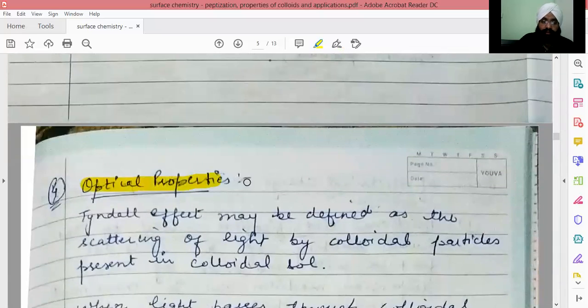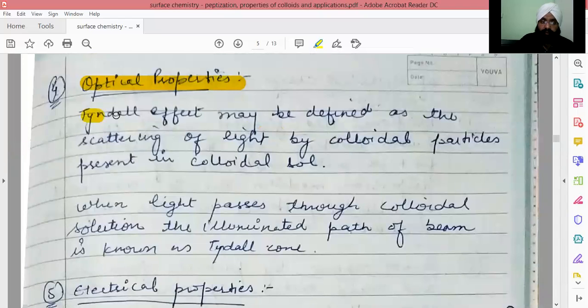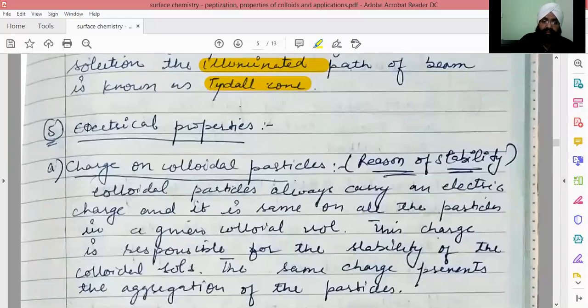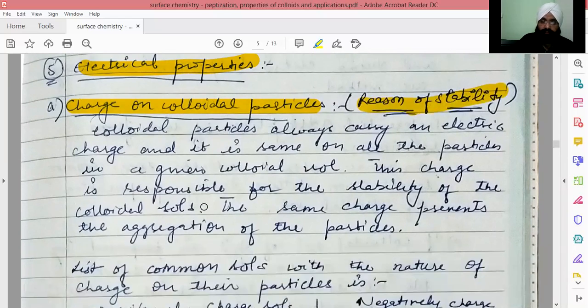Next is the optical properties. Optical property involves Tyndall effect. It means when we pass the light through the colloidal solution, the path of the light is illuminated, and that illuminated path is known as Tyndall cone, and the phenomenon is known as Tyndall effect. Next is electrical properties. First of all, electrical properties involve charge on the colloidal particles, and this charge is the reason for stability of the colloidal particles.